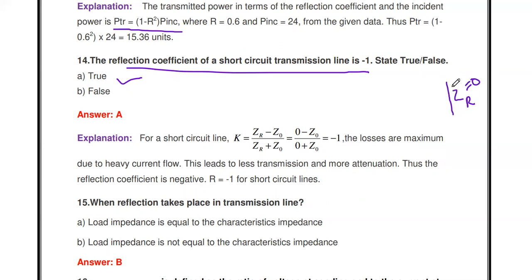So if you substitute ZR equal to 0 in our reflection coefficient formula, we will get minus Z0 by Z0, so -1. So for a short circuit transmission line, the reflection coefficient is -1. Okay, it's true only.